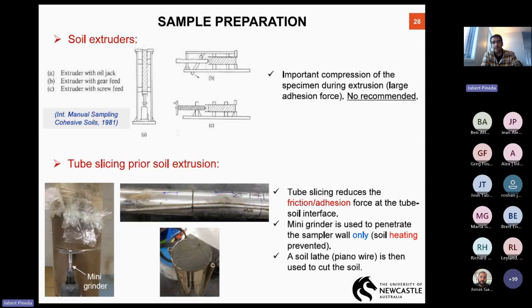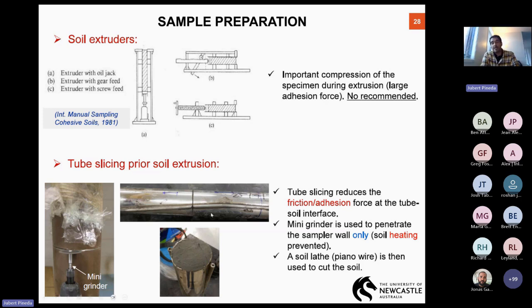Sample preparation is also something that is overlooked, in my opinion. We normally ask the technicians to take care of that without checking that the procedures are useful and may produce reliable specimens. At the top, you see some examples of soil extruders, basically pushing the sample out, which I have already said is not good because the friction force is quite large and we basically compress the soil like toothpaste.